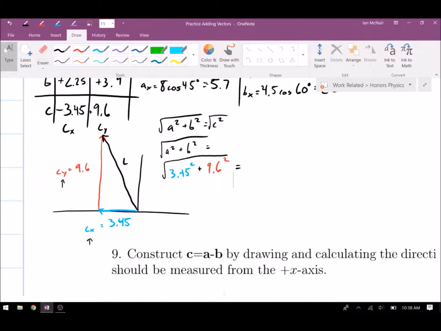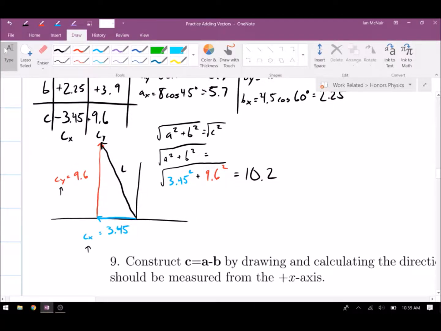We get 10.2. Again, no units because this is just like a math problem. There's no units attached to it. In real life, though, you'd need units. So many of you might think we're done. We're not. We're not, right?